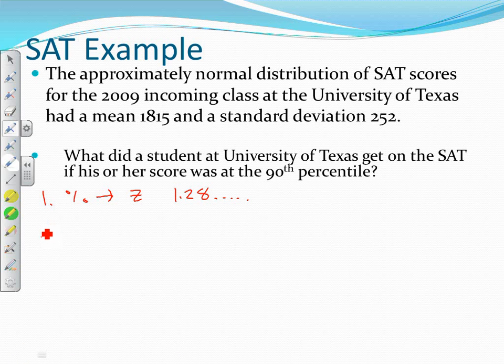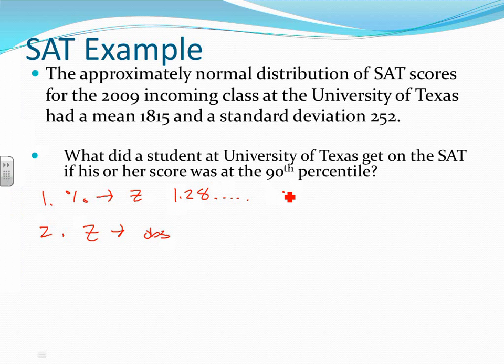Step 2 is you're going to change your z into your observation. Step 1, we used inverse norm. Step 2, we're going to go from z to our observation using your z value equals your observation minus your mean over your standard deviation, or your new formula: you're going to use your z times your standard deviation plus your mean.